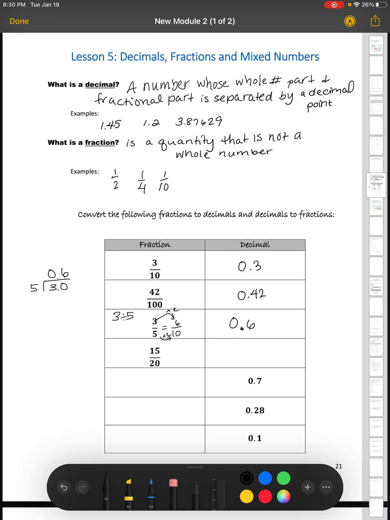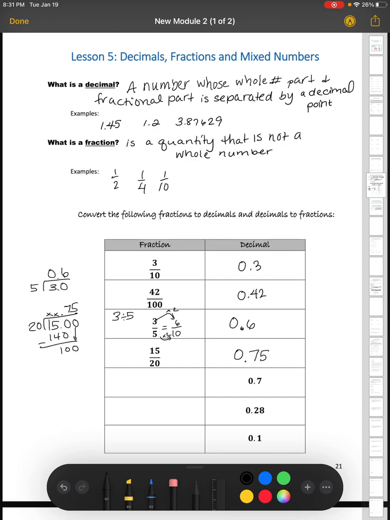But on this next example, 15 out of 20, we can do either method. So we could take 15 and divide it by 20. We could say, okay, 20 doesn't go into 1 or 15. So we're going to add a decimal point and a 0 here. It goes into 150 7 times. And then that would give us 140. Subtract, you get 10, right? And then add another 0 because we need it. So 20 goes into 100 5 times. So we know 15 out of 20 is 75 hundredths.